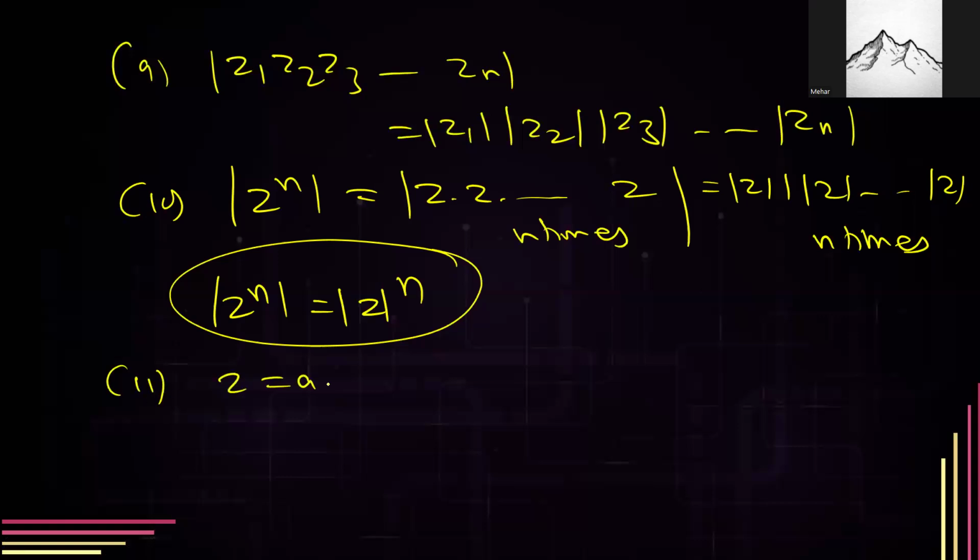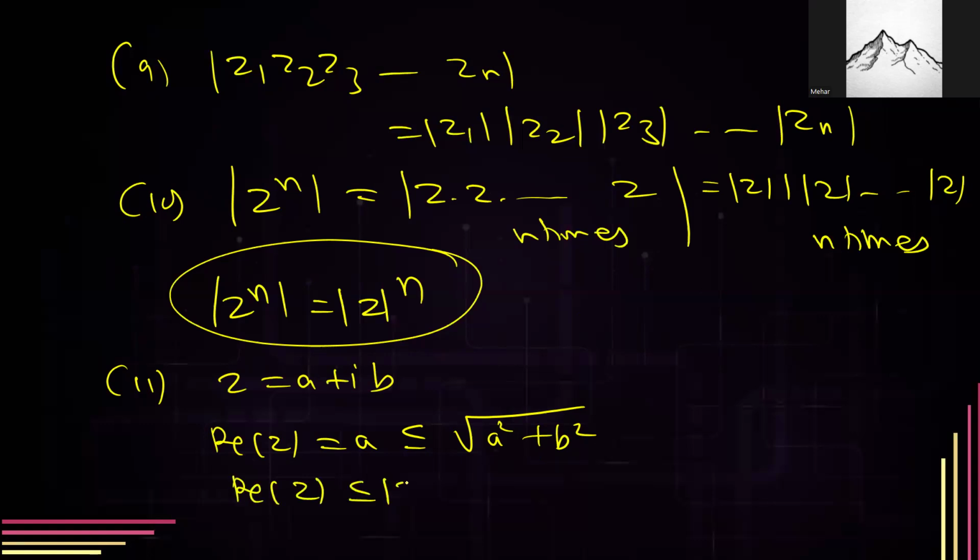So if Z is A plus IB, you know that real part of Z will be A. That is less than or equal to root of A square. Obviously, if I add B square, it will be greater than that. And root of A square plus B square is actually mod Z. So we can say real part of Z is less than or equal to mod Z. Some inequality questions can be solved using this.